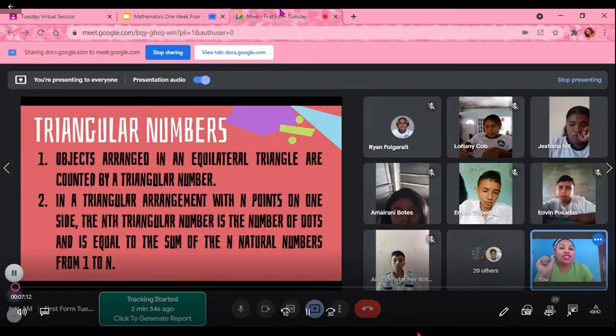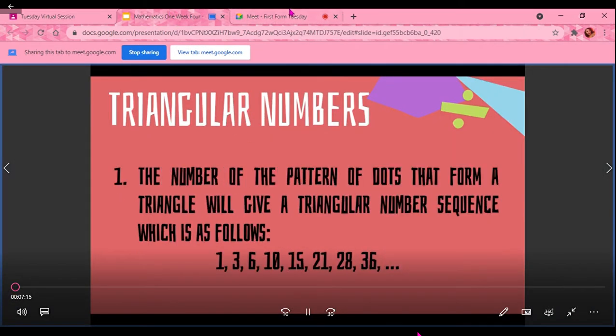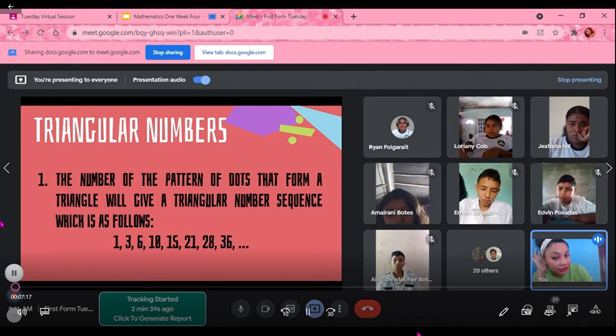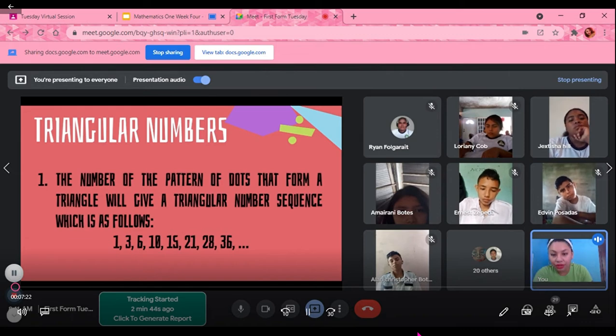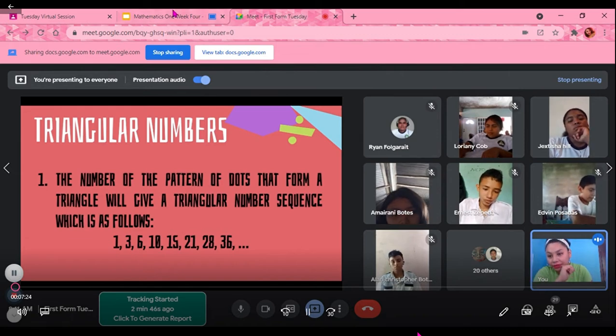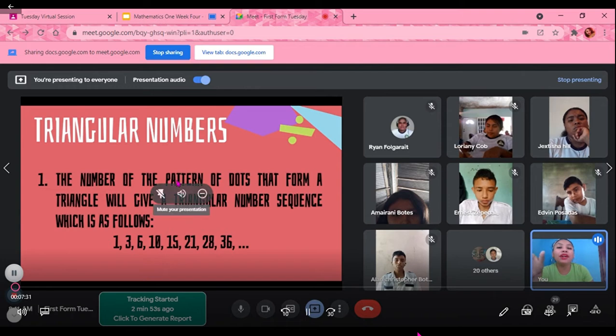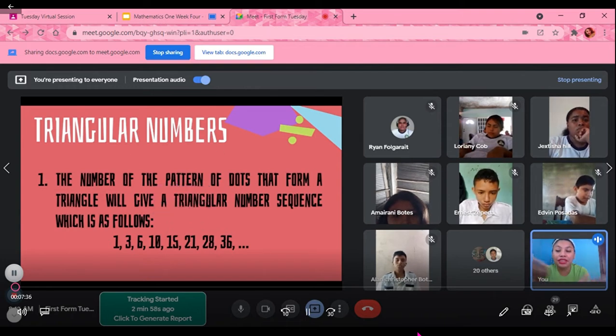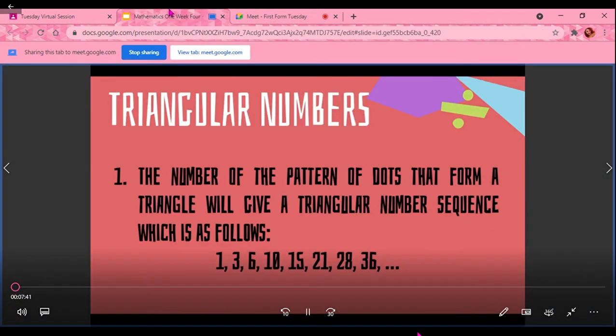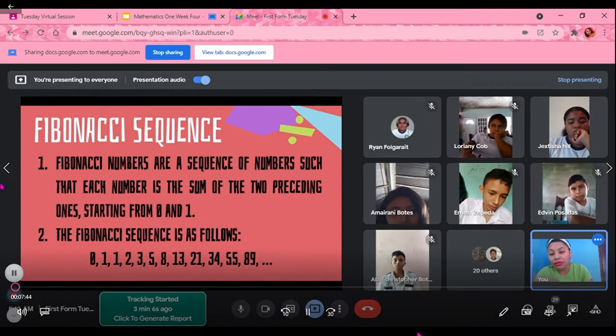So now let's look at the triangular numbers. The triangular numbers, the numbers of the pattern of dots that form a triangle, will give you a triangular sequence. So I have 1, 3, 6, 10, 15, 21, 28, 36. And I'm going to come back to this one. I'm going to leave this one for last because I have the picture, and then you guys can understand clearly how I get this sequence using the pictures. But I want to go to the Fibonacci sequence. And right now we're going to come back to the triangular sequence.